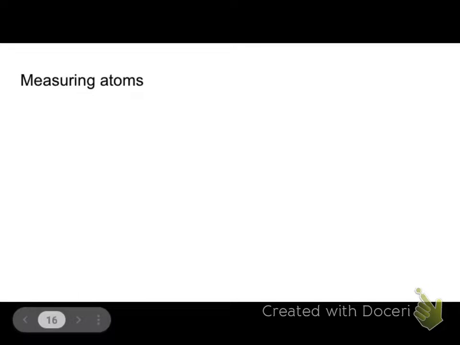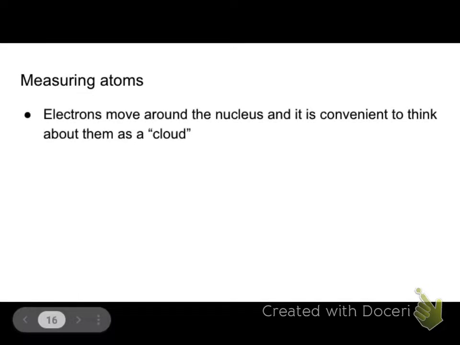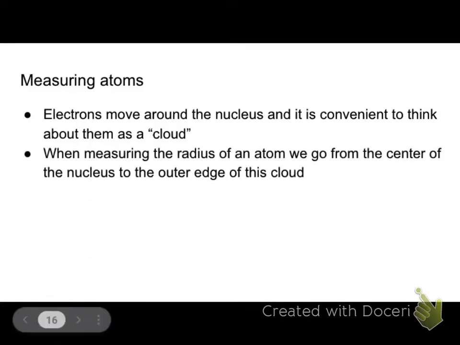And lastly, let's talk about measuring atoms. So for right now, it's easiest to think about electrons moving around the nucleus in what we will call the electron cloud. So think about it as a little cloud that surrounds the nucleus, and that's where the electrons hang out. When we measure the radius of an atom, we go from the center of the nucleus to the outside edge of this cloud. So that's our radius, just like the radius of a circle.